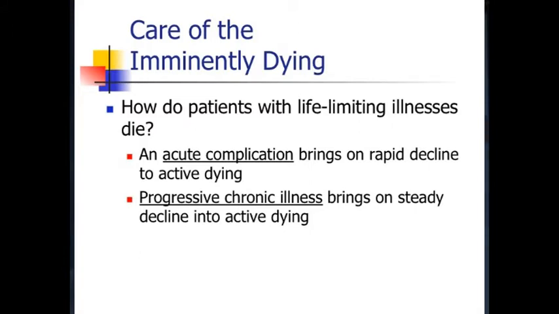And both of these trajectories occur in populations with chronic progressive illness, and so we have to be prepared to acknowledge, recognize, assess, and manage the dying process in both these populations.